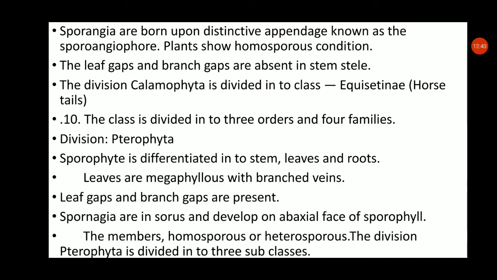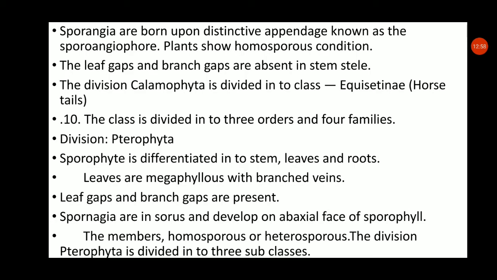Then next character, the members of the pteridophytes are homosporous or heterosporous. They form microspores or megaspores. The division Pteridophyta is divided into 3 subclasses. Okay, these are the characters of the pteridophyte.